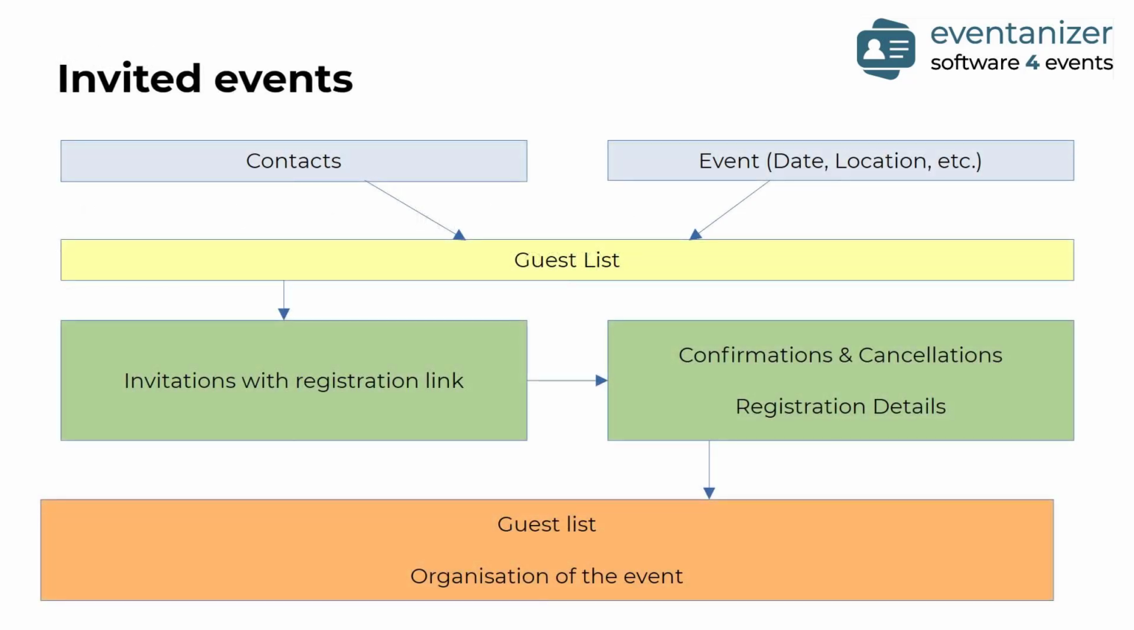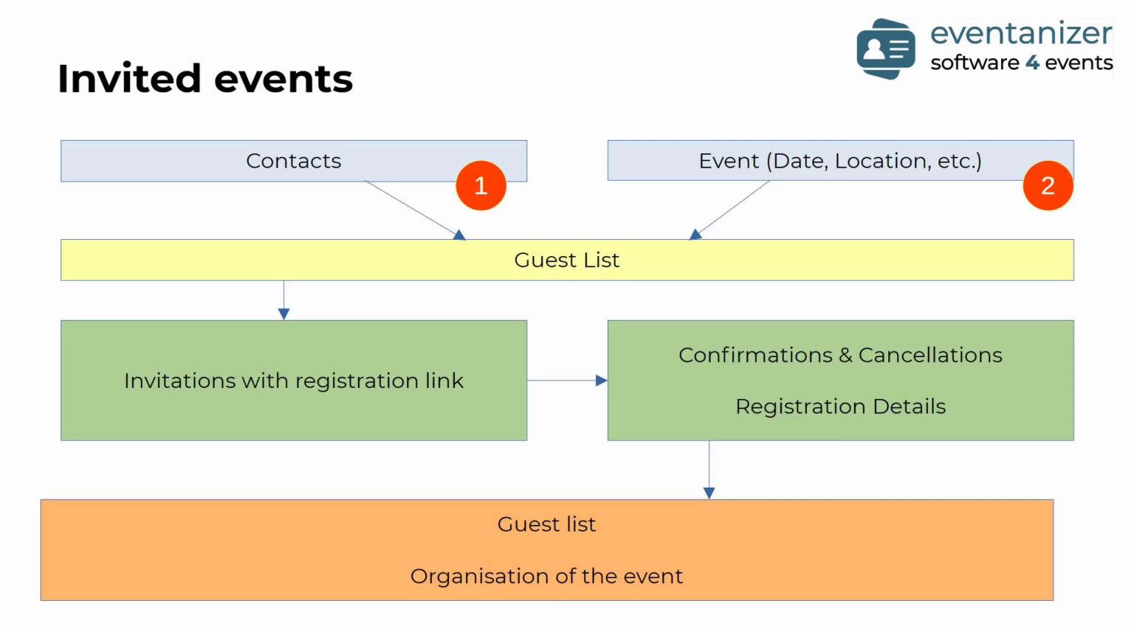Let's take a quick look at the steps we take to organise an event. First, we'll look at invited events. This means we actively invite our guests and collect confirmations, cancellations, and other information from them. First, we create our contacts for the event or maintain them within our database. Another option would be to import an external Excel list for the event and update our contact list at the same time. In the second step, we define an event with its typical information.